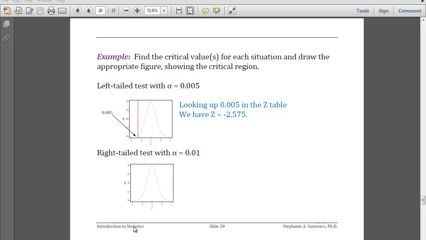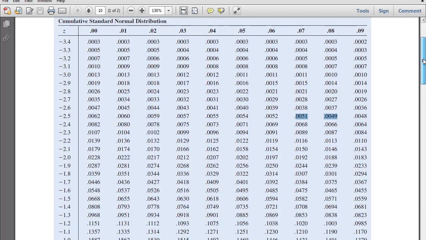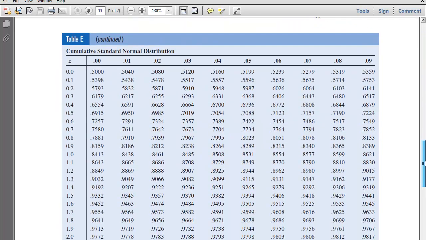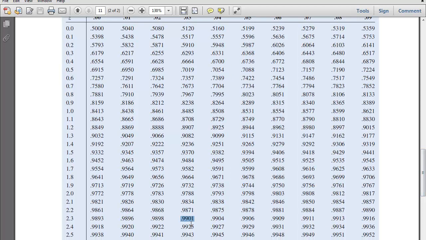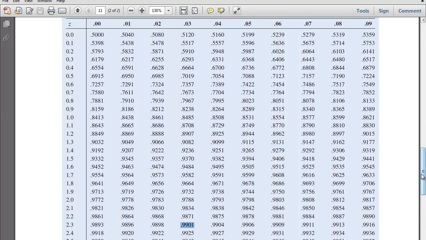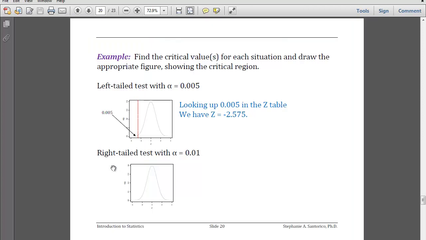So I am going to look in here. And if I go down to my z table, 0.99. So this is my closest. So I have a critical value of 2.33, right? So my critical value for that, for a right-tailed test with alpha of 0.01, would be 2.33.